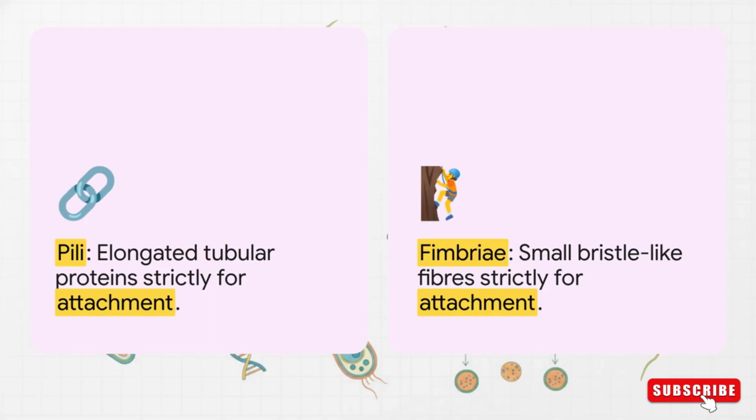But here is the kicker. Neither of them have anything to do with motility. They are strictly for attachment. Fimbria, for example, help the bacteria stick to rocks in streams or hold on to host tissues. So just remember, flagella for movement, pili and fimbria for attachment.